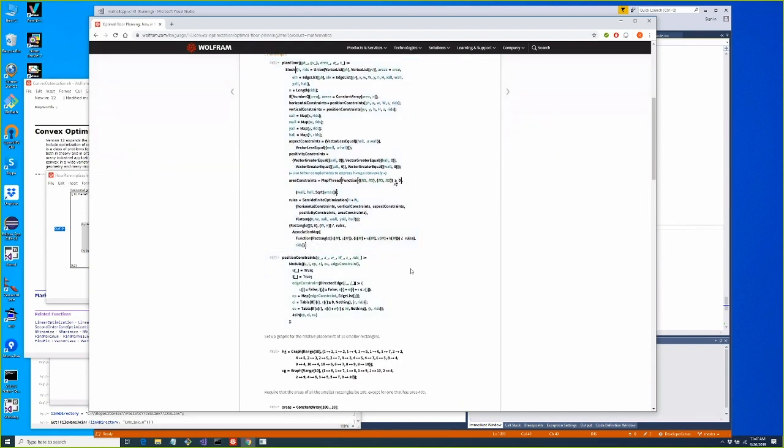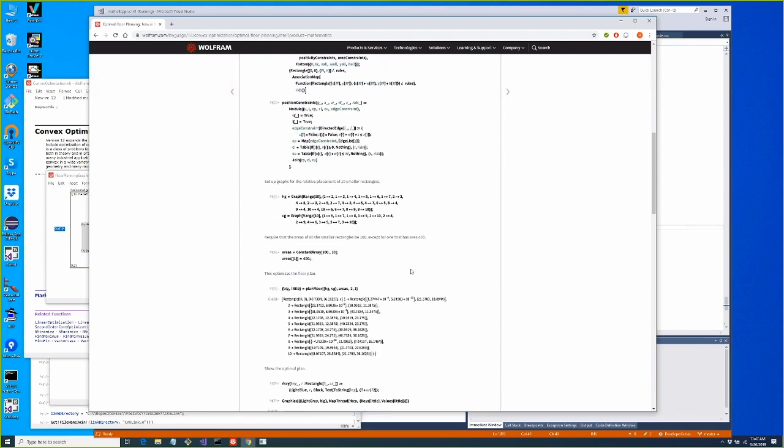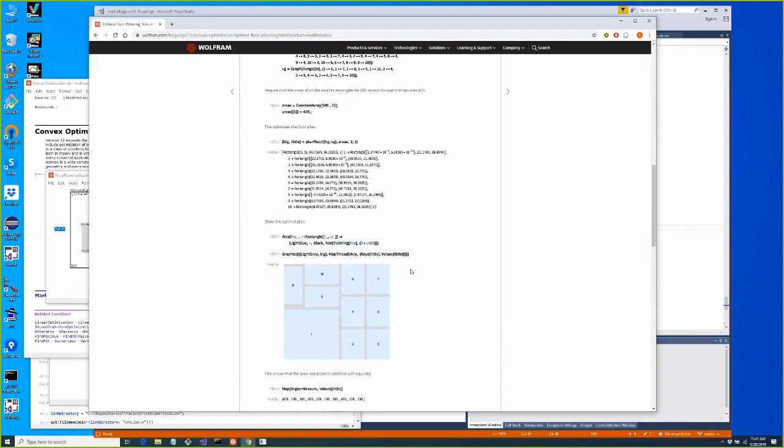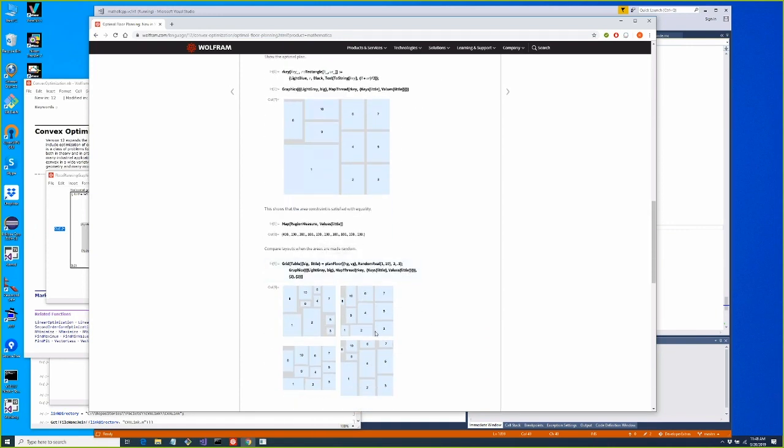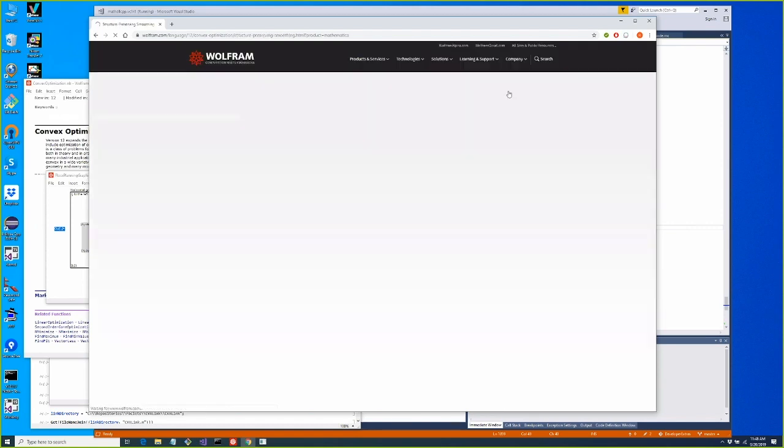So with that, NMinimize is able to recognize the problem as convex, and it uses the efficient convex solvers to get a good solution. And you can play around with different features of that.